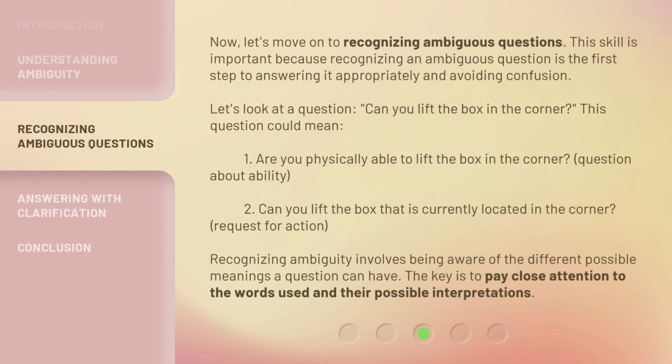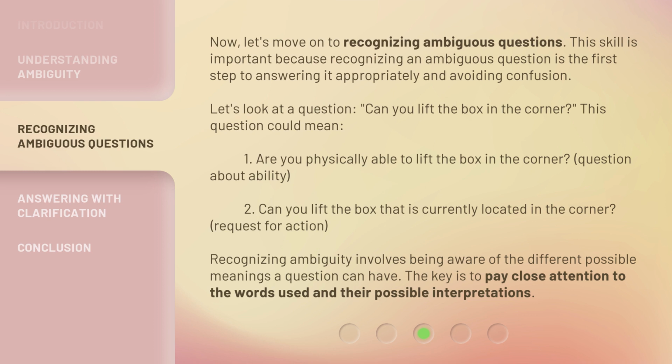Now, let's move on to recognizing ambiguous questions. This skill is important because recognizing an ambiguous question is the first step to answering it appropriately and avoiding confusion. Let's look at a question. Can you lift the box in the corner?